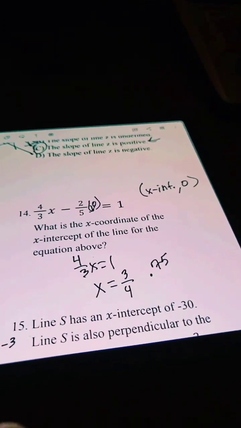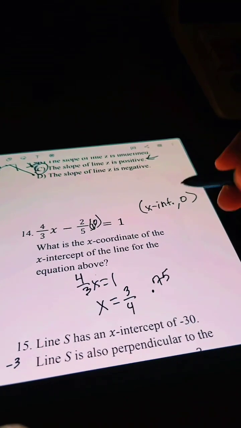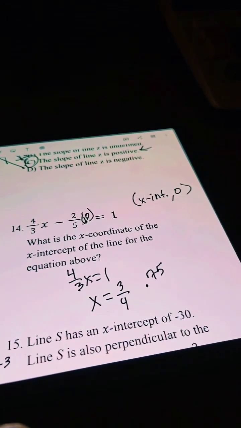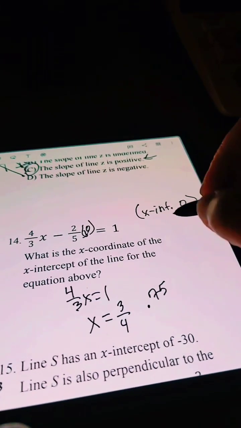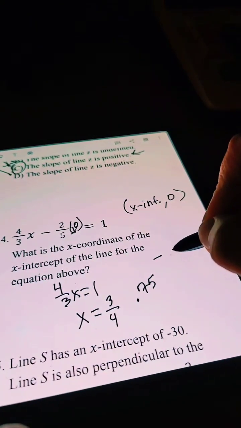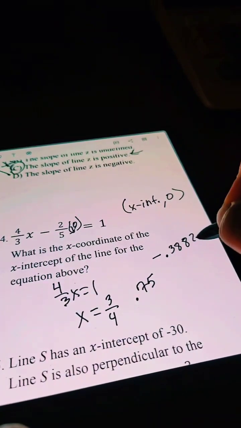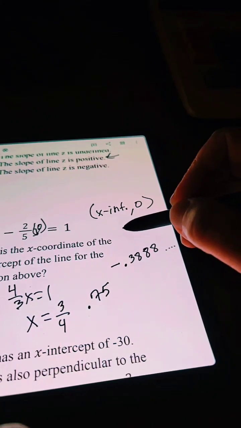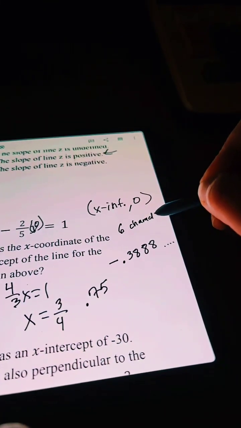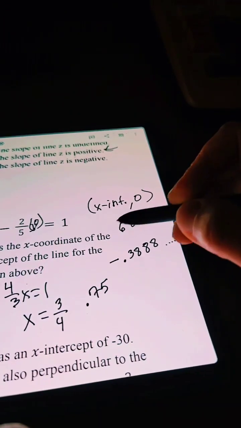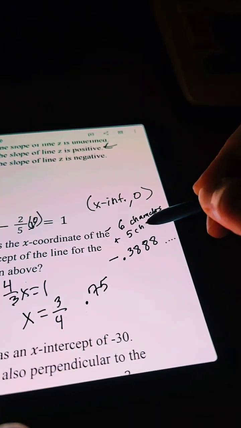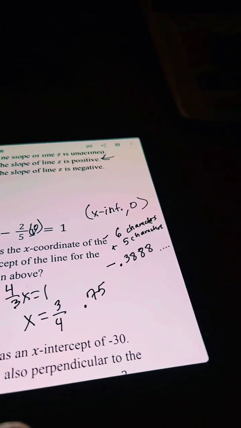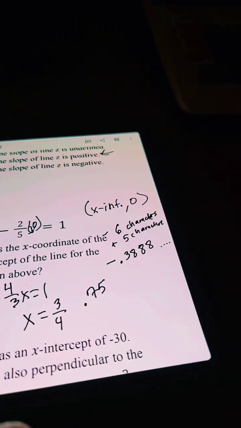Just as a reminder for people, the digital SAT is changing now. You would still write it exactly like this, but for longer decimal problems, they are allowing negative values now. Let's say you had negative 0.3888 repeating. If it's negative, it can go up to 6 characters, not 6 digits, 6 characters. If it's positive, it can be 5 characters. So basically you just have to round it off or cut it off once you get to 6 characters or 5 characters on the exam.